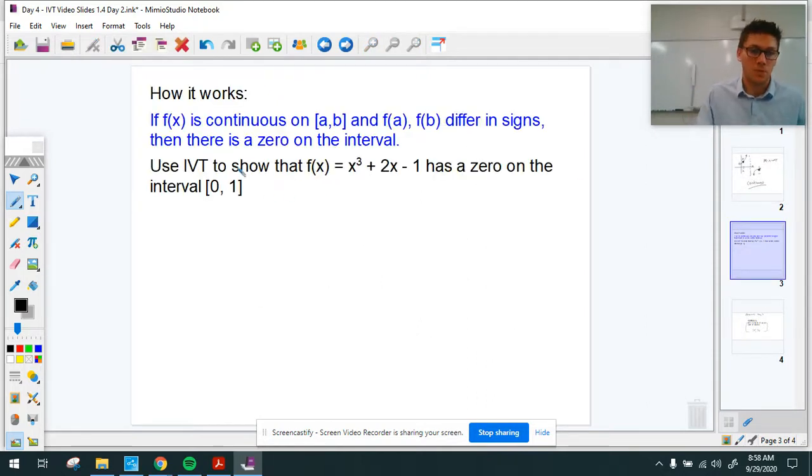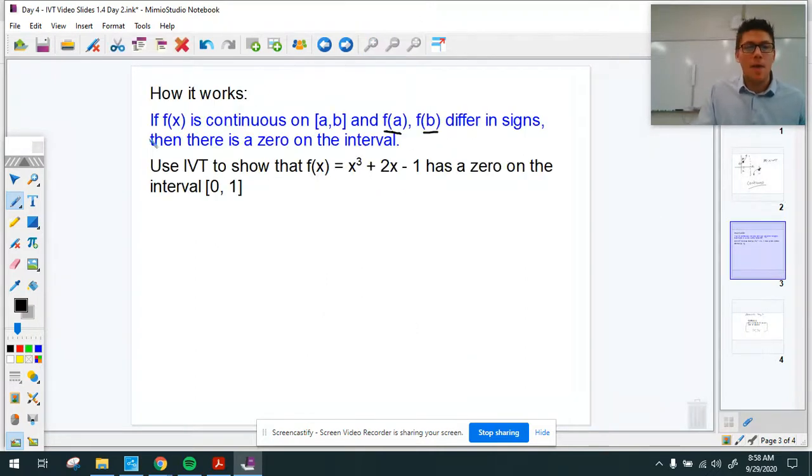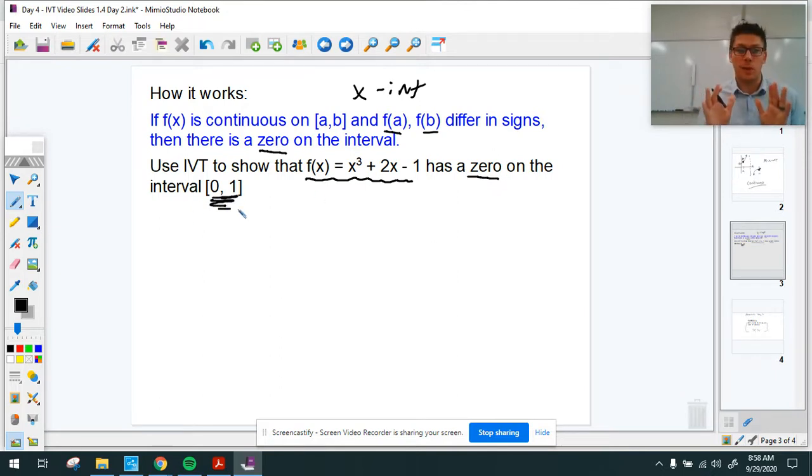So here's our example, just one example for the day. If the function is continuous on a to b, and f of a and f of b differ in signs, positive, negative, that proves there is a 0 on the interval. That proves there is an x-intercept on the interval. So here's the question. Use the intermediate value theorem to show that this function has a 0, an x-intercept, on the interval 0 to 1. We're not trying to find it. We don't even want to know what the x-intercept is. The only thing that matters is that we can determine that one exists.